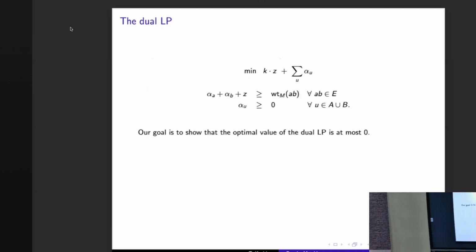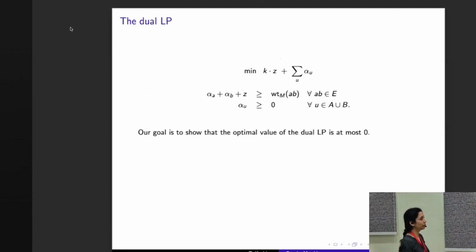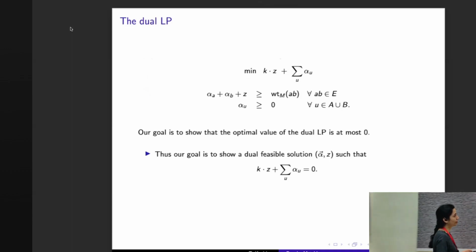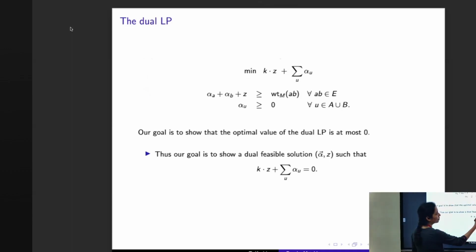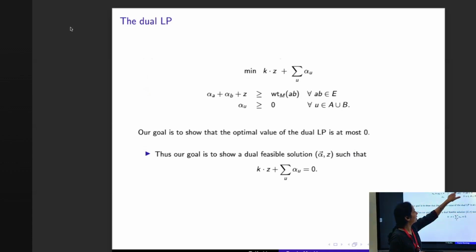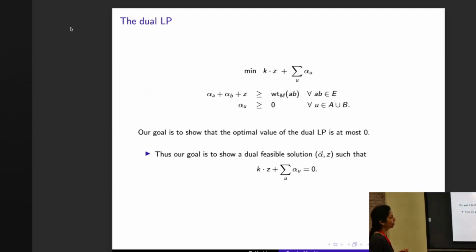Our goal is to show the optimal value of the dual LP is at most 0. So our goal is to show a dual feasible solution. This is almost the same as last time, however, we have an extra variable z here, and of course alpha u's are constrained to be non-negative, and the objective function here is k times z plus, as before, summation of all the alpha u's.